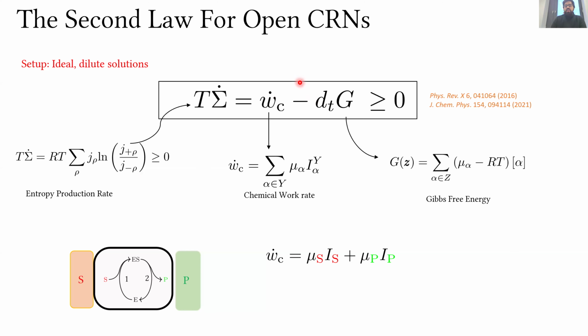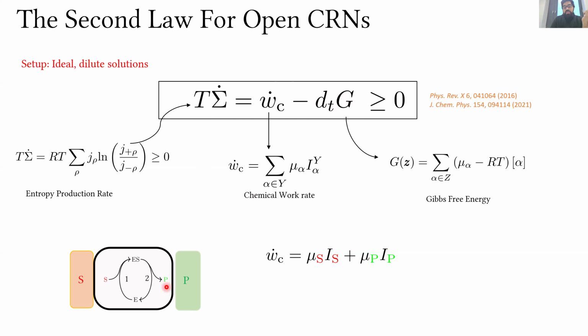How do you think of the second law? Well, for the moment, you can just think of it as a sort of balance equation. W-dot is the rate at which free energy comes in from the surroundings. A part of that free energy either gets stored into the Gibbs free energy or it gets dissipated. And if you want to know more, I refer you to the literature here.